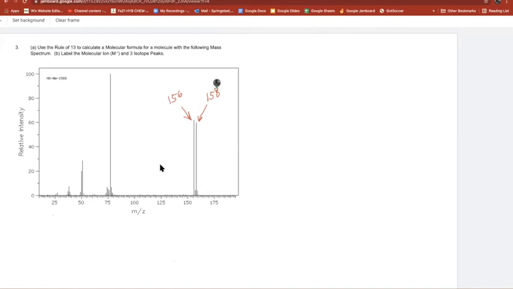So I'm going to take my formula, my molecular ion. By the way, which one is the molecular ion? Is it the 156 or the 158?